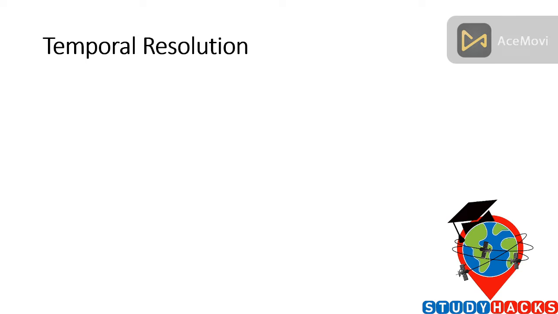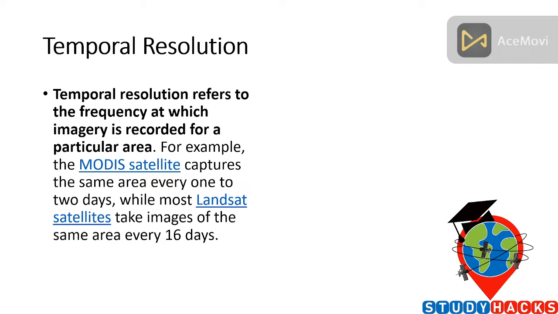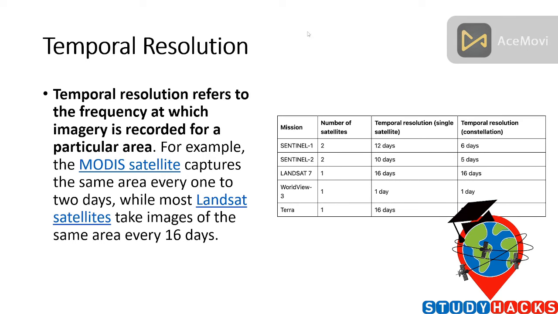What is temporal resolution? Temporal resolution refers to the frequency at which imagery is recorded for a particular area. For example, the MODIS satellite captures the same area every 1 or 2 days, and the Landsat satellite takes an image of the same area every 16 days. Suppose I have one area. I take the first image on 1st January, and I get the second image after 16 days. So that is temporal resolution, and different satellites have different revisit times.